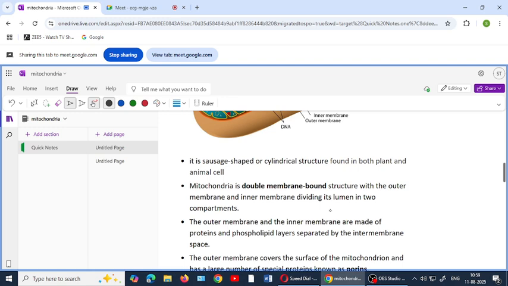That we talked about, that it is a sausage-shaped or long cylindrical structure found in both plant and animal cells. What type of cells are they?